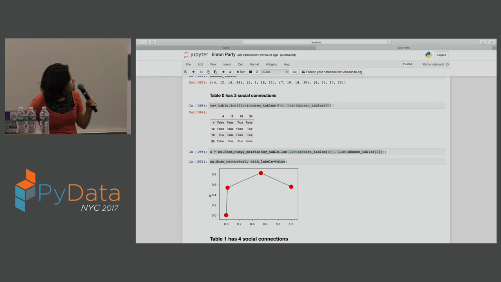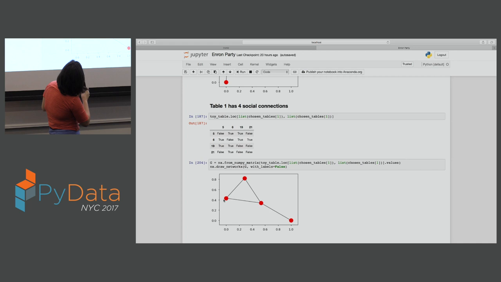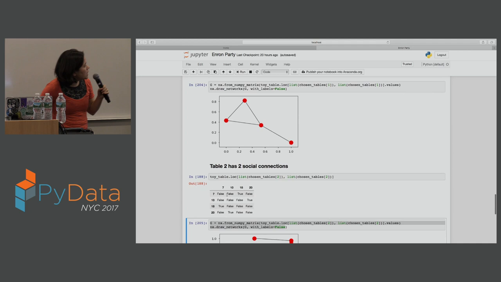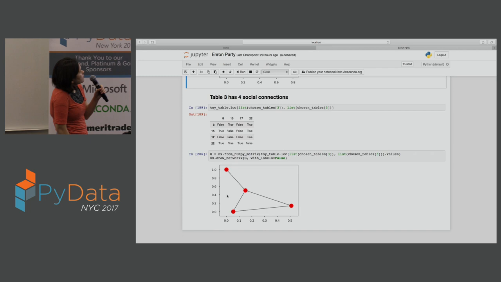And then table one has four social connections. Person number six is the social butterfly who knows everybody. Person number five knows two people, person number 19 knows two people, and person number 21 only knows person number six. And then similarly, we have two pairs of two who know each other, but they don't know the other pairs. And then we have a similar situation as table one and table three. Let's see.